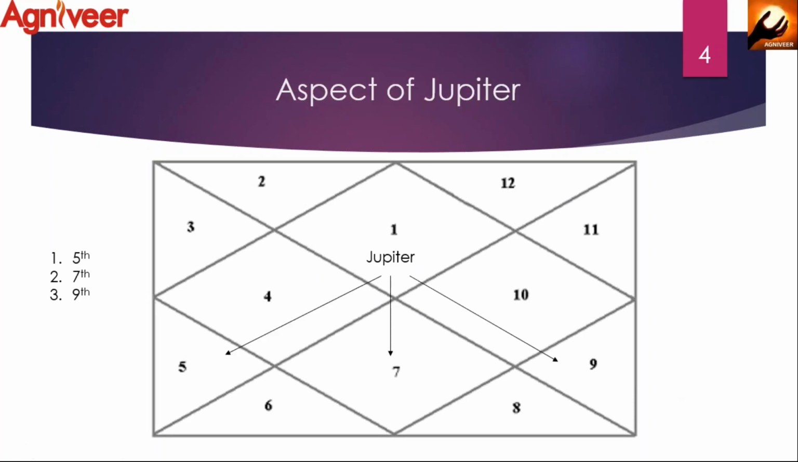Now coming to the aspect of Jupiter. Jupiter, when placed in the first house, will aspect the fifth, seventh, and ninth. So this is the pattern of Jupiter. If it is placed here, it will be aspecting the sixth house, eighth house, 10th house. If it is deposited in the third house, then it will be aspecting the seventh, ninth, and 11th. Now, for example, if it is placed in the eighth house, where will it be aspecting? Answer from all the participants.